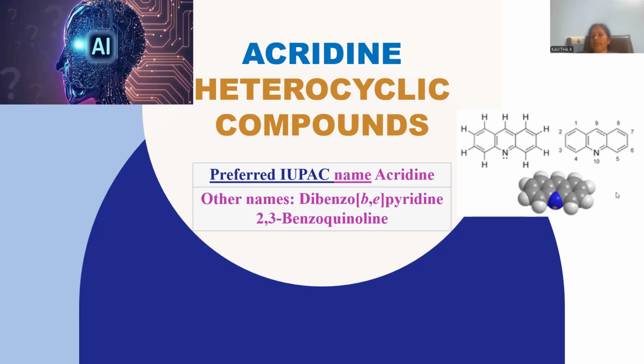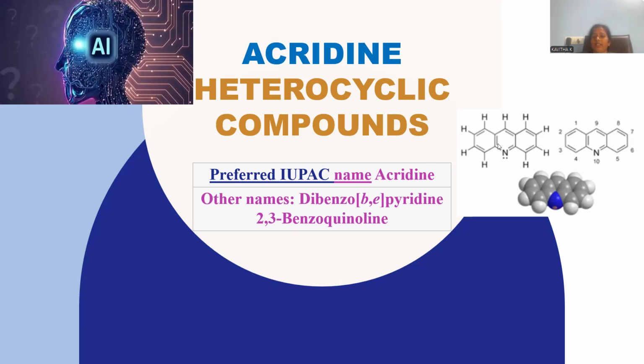And here the numbering is provided for this, where we can start with the benzene ring: 1, 2, 3, 4, 5, 6, 7, 8, and 9, 10 is accorded for this heterocyclic ring system. This is in accordance with anthracene. The molecule exactly resembles anthracene, and the exact numbering is provided as per the anthracene numbering system.